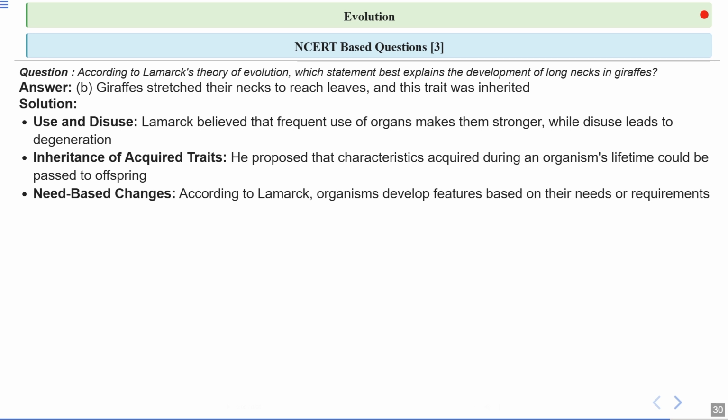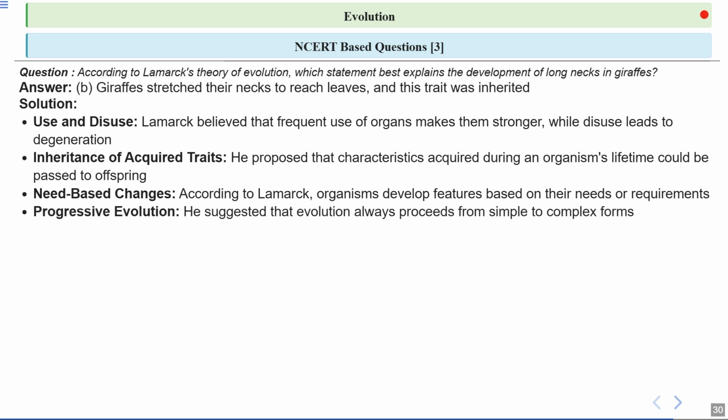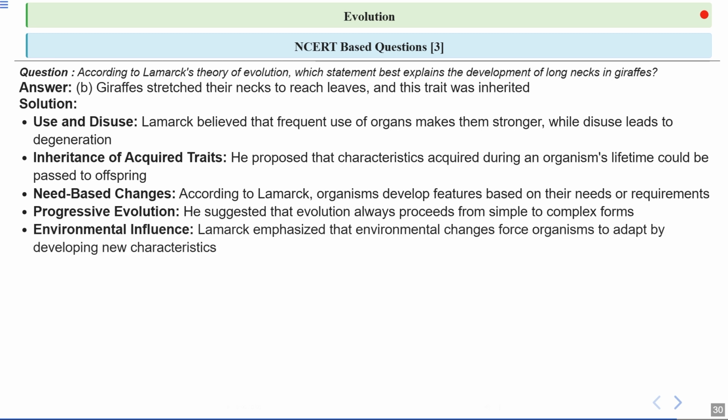According to Lamarck, organisms develop features based on their needs or requirements, and these features are inherited in the next generation as well. He talked about progressive evolution. He says that evolution always proceeds from simple to the complex form. And there was environmental influence also.